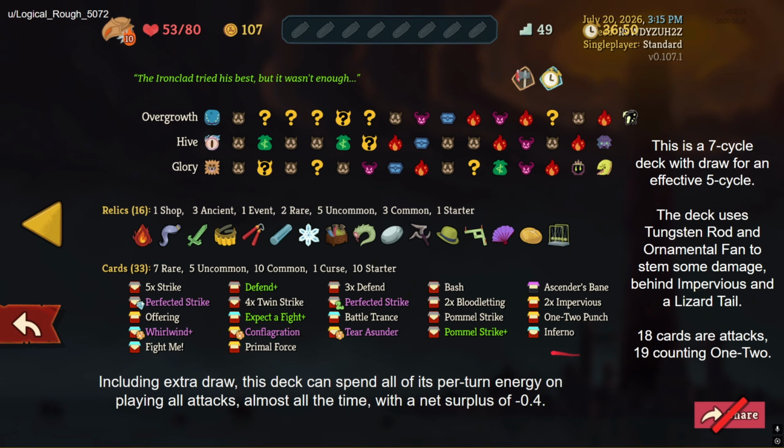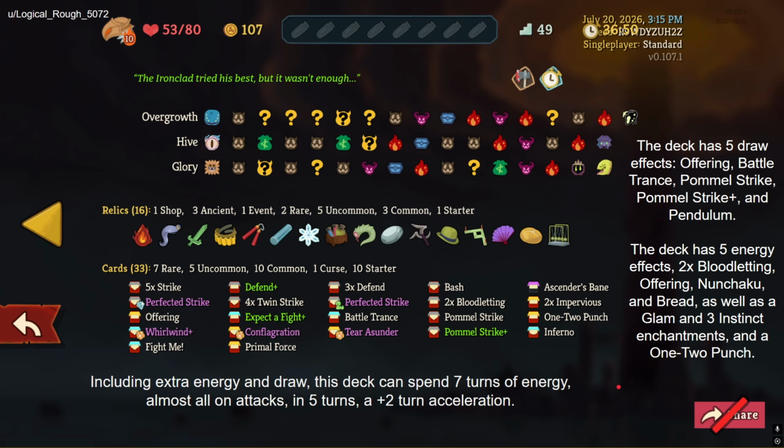Including extra card draw, this deck can spend all of its per turn energy on playing all attacks almost all of the time with a net surplus of negative 0.4. So it only spends half an energy on defend on average. Can spend more if it wants to. You know, if the Ironclad wants to play the Impervious, they can. But if they just want to play only attacks, on average, half an energy would not go towards attacks.